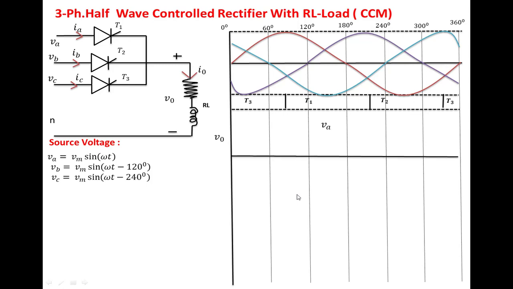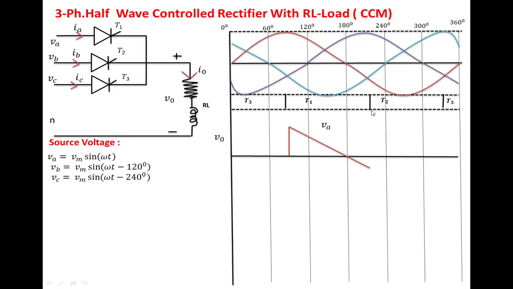Now we are going to develop the output voltage waveform. At this instant T1 is on, so the load voltage is equal to the phase A voltage. From this point you have to see how the phase A voltage is changing up to this instant. You take the same waveform, same magnitude. Even when the output voltage is negative, T1 is forced to conduct because of the inductance.